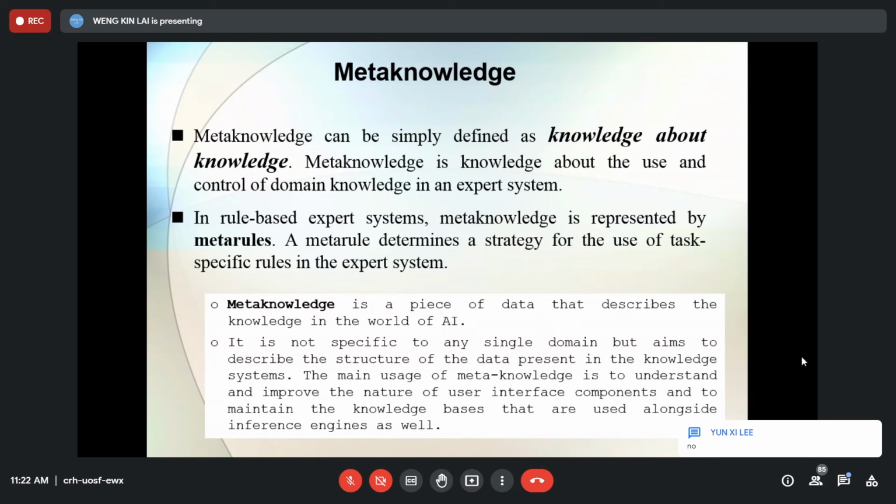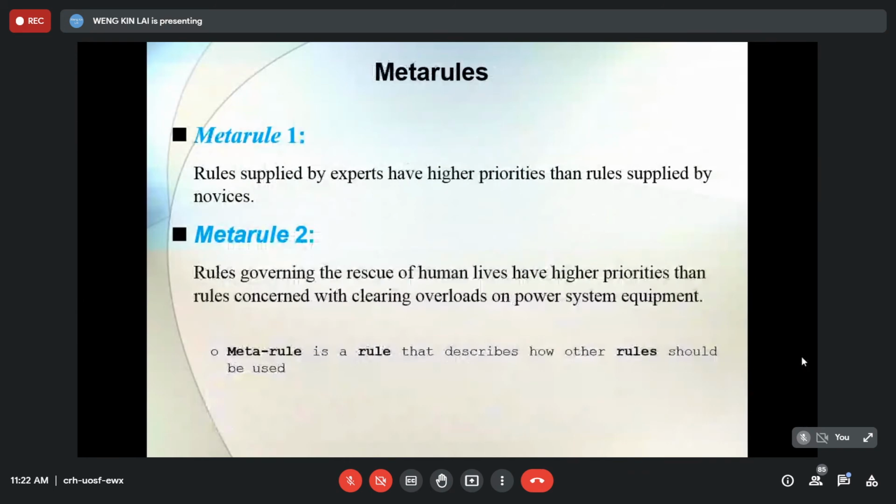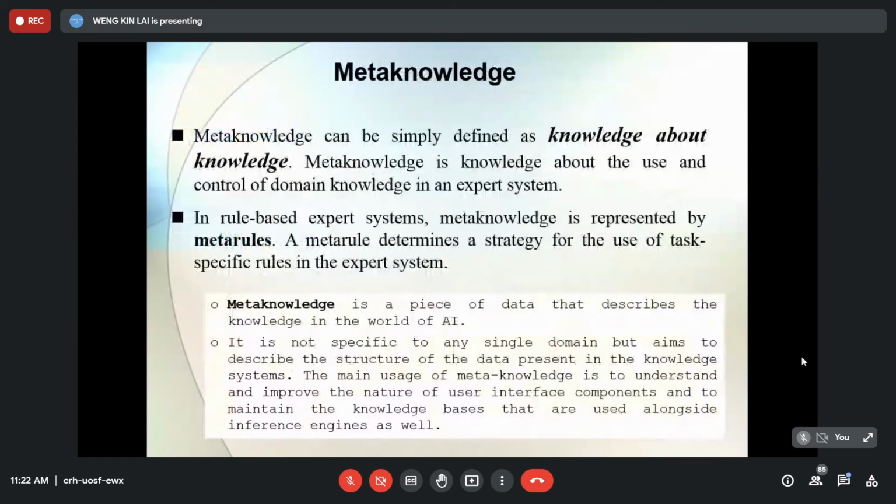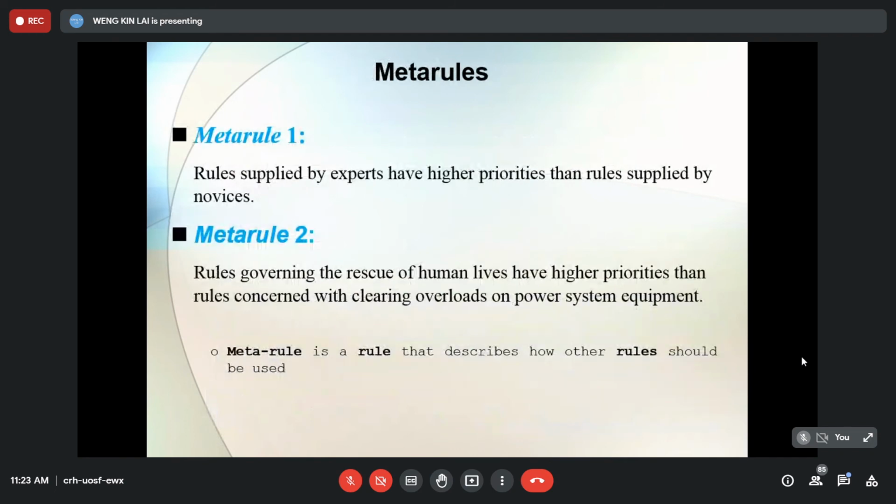Good. Let's continue. So we are talking about meta knowledge, and if you take away the word meta, it is the same concept. Previously we know that knowledge is represented as rules. So clearly, logically, meta knowledge will be represented as meta rules. Now, what's the first meta rule? Number one.